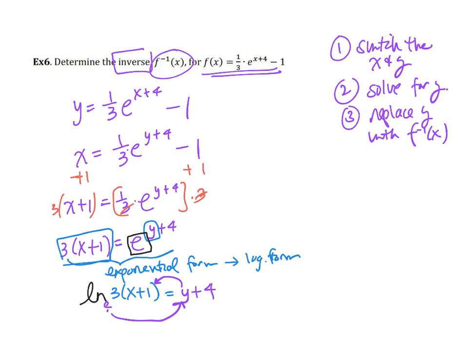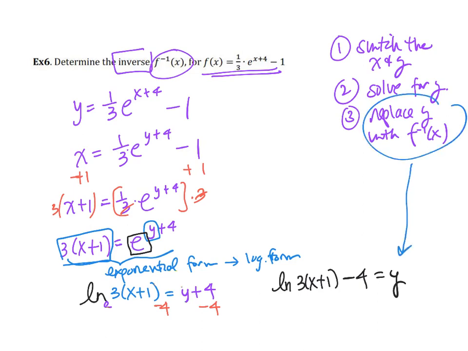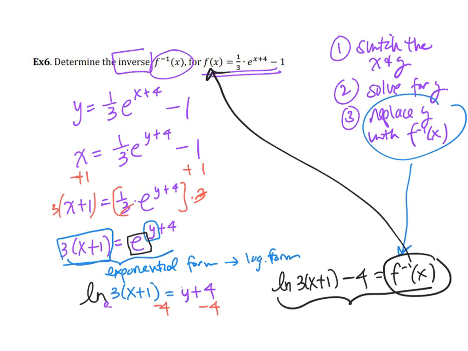So if you go back and look at your definition or your rule for exponentials, this is what you will see. My final step to isolate my y is to subtract 4. So I'm going to get ln(3x plus 1) minus 4 equals my y. And then finally, my last step is to replace my y with my inverse notation. So I'm just going to do that nice and neatly now. Instead of a y there, I'm going to have f to the negative 1 of x to indicate that this is in fact the inverse of my original function.